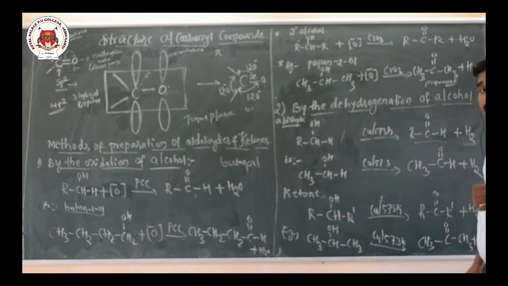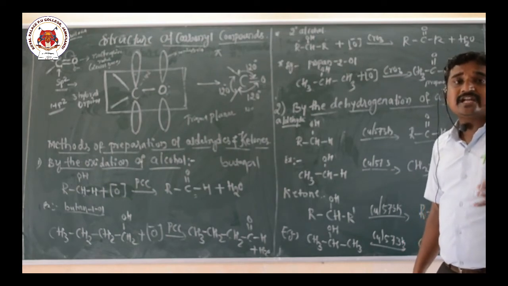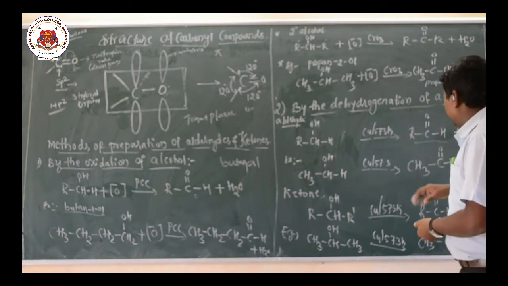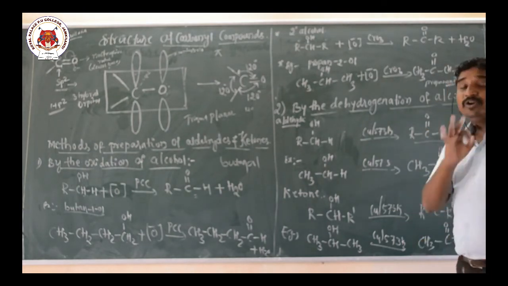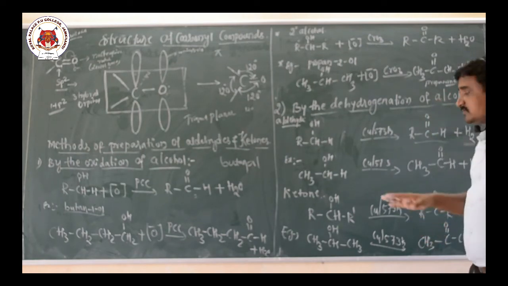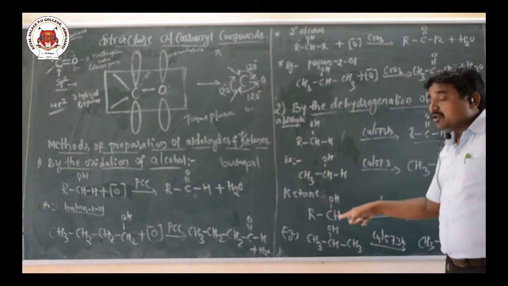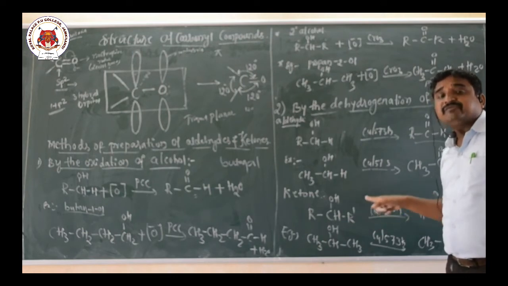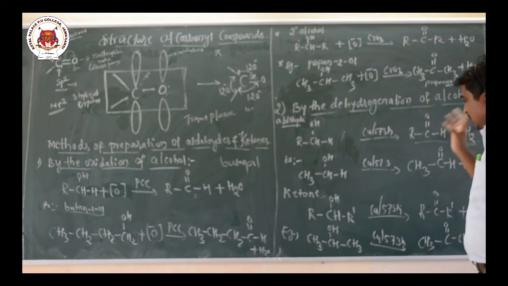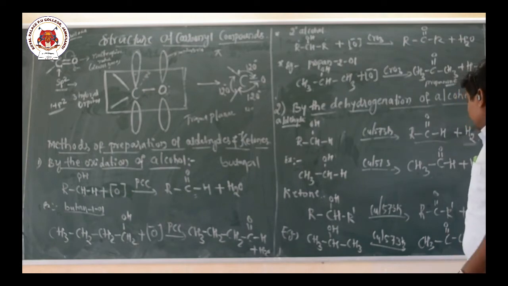That means when vapors of the primary alcohol are passed over the copper catalyst at 573 Kelvin, that gives aldehyde. So after observing this example you will come to know that only primary alcohol gives aldehyde. So for the preparation of ketone, when secondary alcohol is passed through the copper catalyst at 573 Kelvin temperature, that gives ketone. Again here removal of H2, hydrogen molecule.